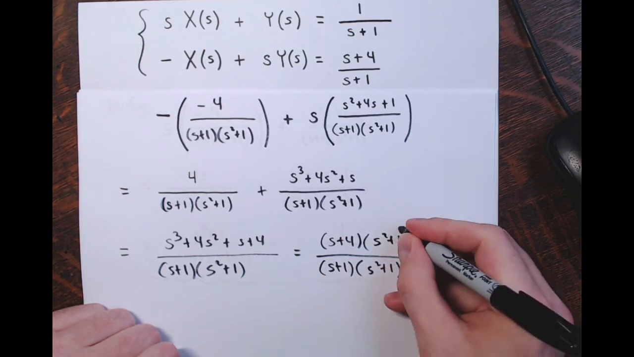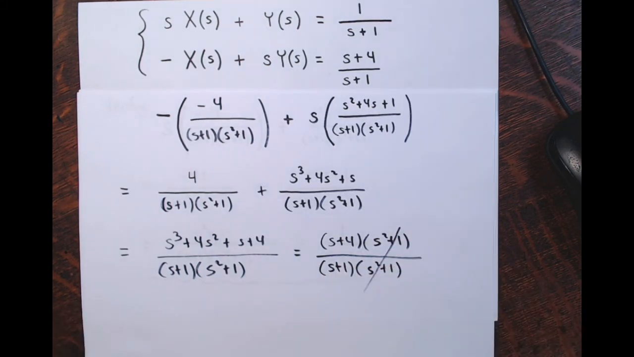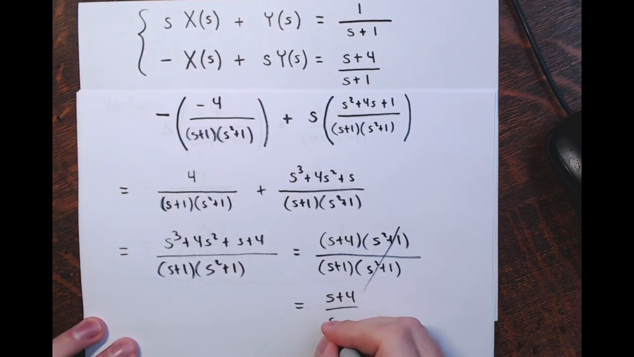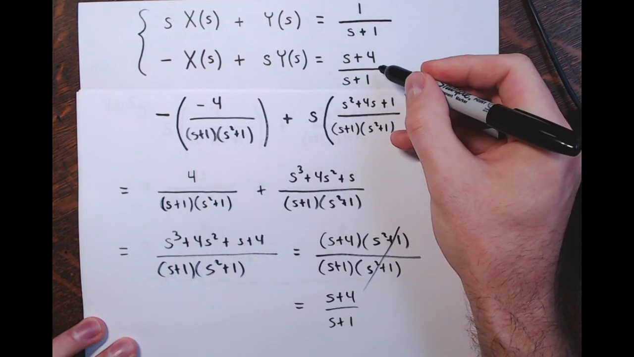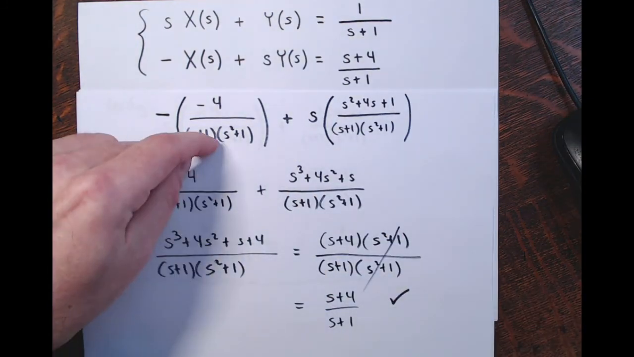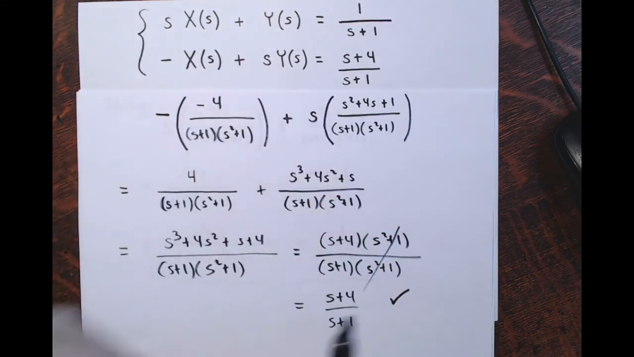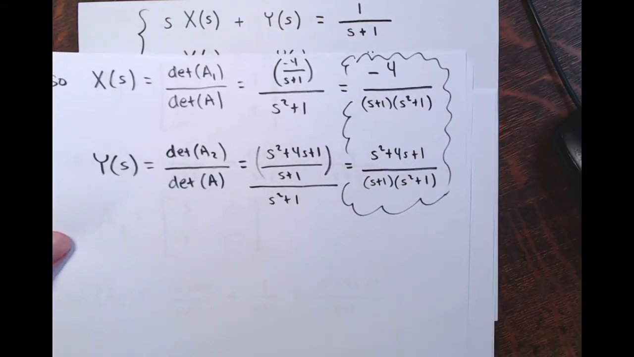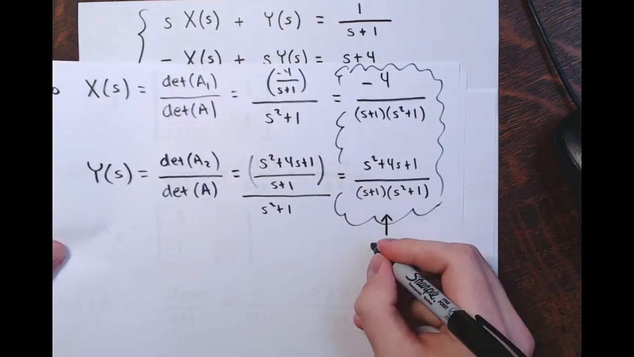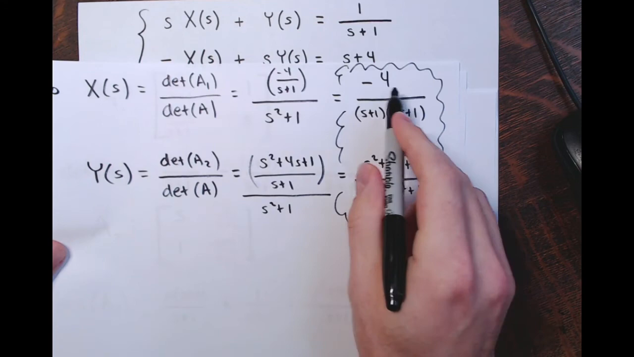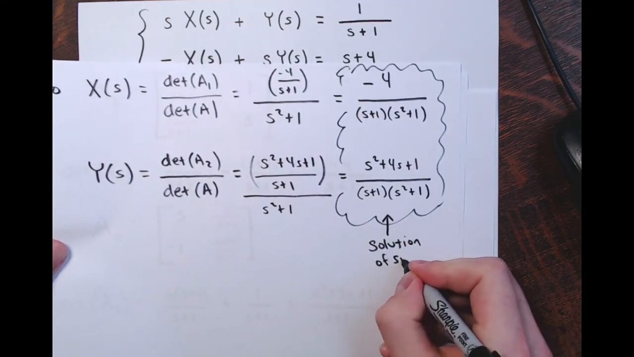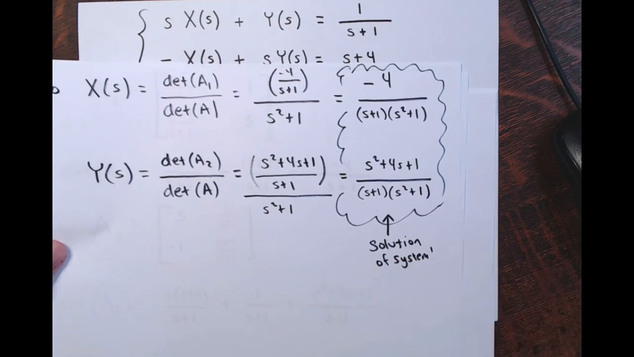And oh look, there's the common factor of s squared plus 1 again. Those cancel, and I have s plus 4 left in the numerator, s plus 1 left in the denominator. Hey, that is the right side of this. This equation is indeed satisfied by that x of s and that y of s, these two things I found earlier. So this is the solution of that system, this for x of s and this for y of s. It works. It makes both equations satisfied.